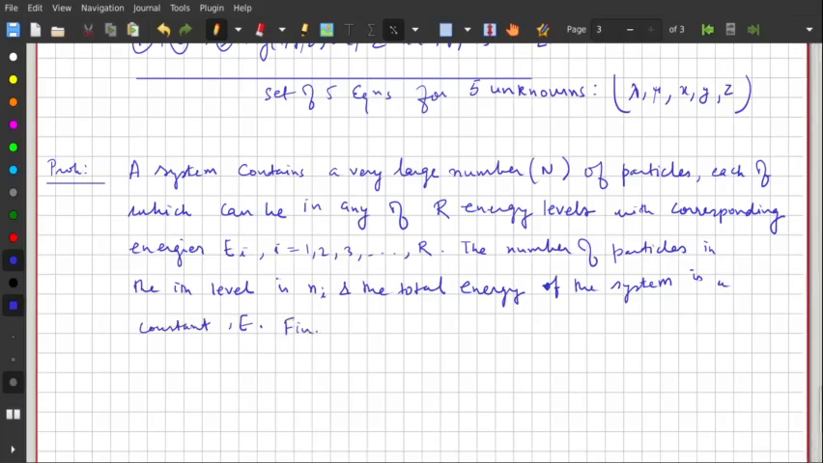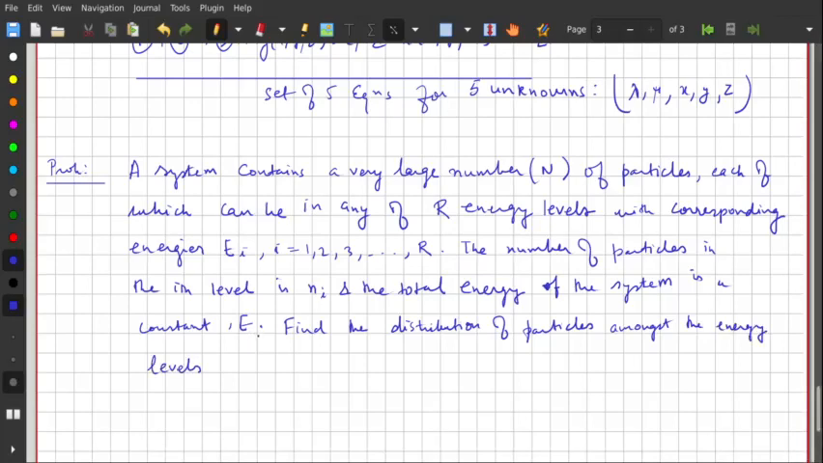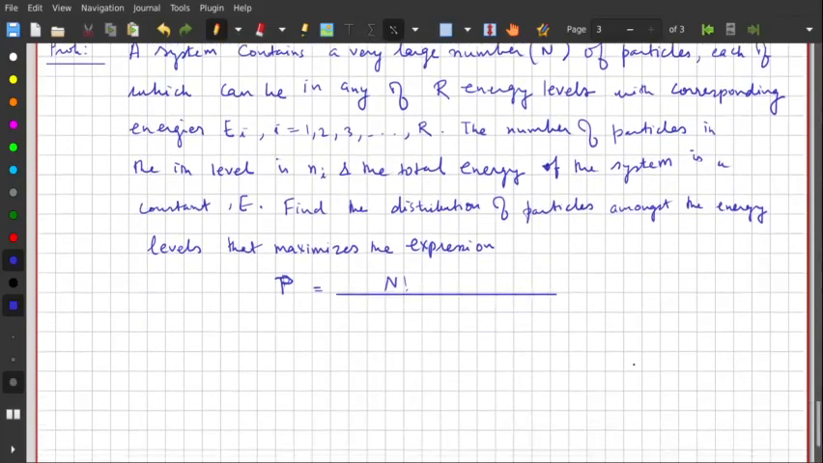So the problem that we want to solve is: find the distribution of particles amongst the energy levels that maximizes the expression P equals N factorial divided by n1 factorial, n2 factorial, n3 factorial, up to nR factorial.